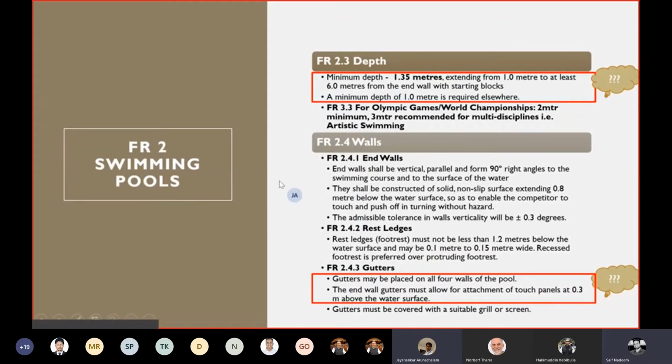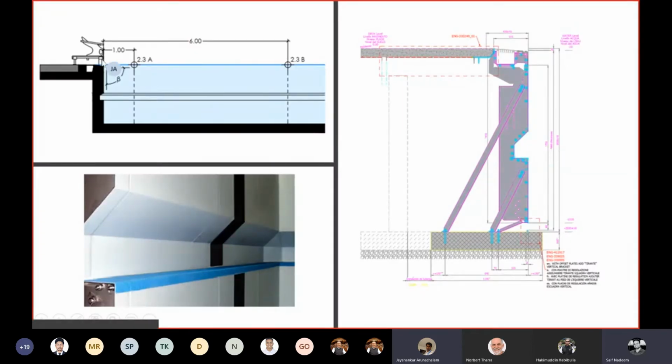I will explain this in detail in the next slide. If you look at this, 1.35 is speaking about a 90 degree wall. The wall has to be exactly 90 degrees. The 1.35 depth has to be maintained at least up to the 6 meter mark beginning from 1 meter, and the rest could be 1 meter. So this could be 1.35 and here it could be 1 meter. That's what the FINA rule says. It also talks about having recess steps. These are the recess steps in a section which you can see in the image here. It is actually 1.2 meter below the water level. This is about 150 mm, and overall it is about 1.2 meters from the water surface. These are the points mentioned in that particular rule.